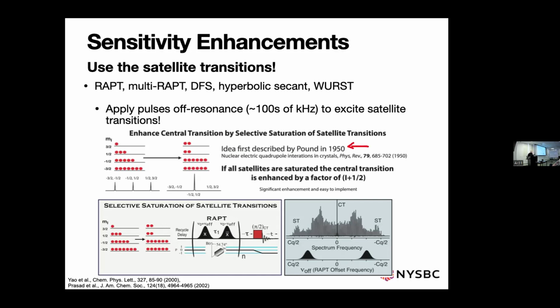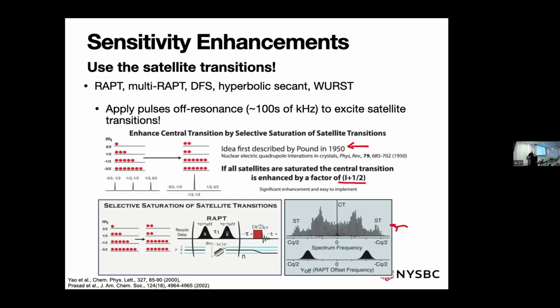You can do it in two different ways. You can saturate them, which I'm just showing here. So you can saturate your satellite transitions and you get an effective enhancement of I plus a half on your spectrum. You can also invert them and then you get a 2I enhancement, but that's a lot harder when you're not looking at single crystals. Your satellite transitions are broad, as you can see here.